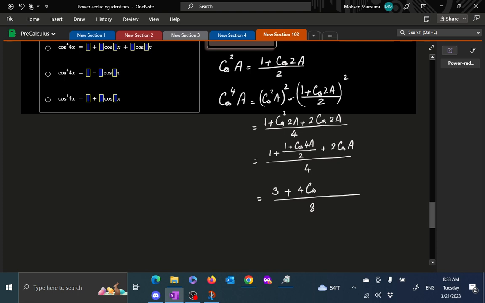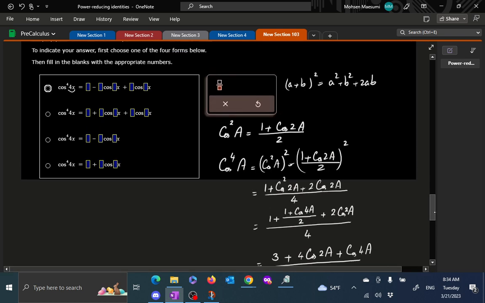I made a mistake. This is 2a cosine of, so 2 times 2 is 4, cosine of 2a. This is cosine of 4a. Your software wants it cut into pieces. 3/8. 4/8 is the same as 1/2. 1/2 cosine of 2a plus 1/8 cosine of 4a. So that is cosine 4 of a.